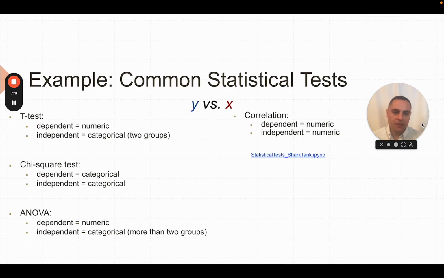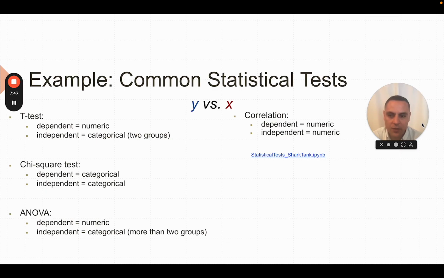With the common statistical tests, we have a dependent variable in mind, right, and then some independent variable, and we're going to test that relationship. So with a t-test, for example, our dependent variable is numeric. The independent will be categorical with two groups. So we're testing the difference between those groups for that dependent or numeric variable.